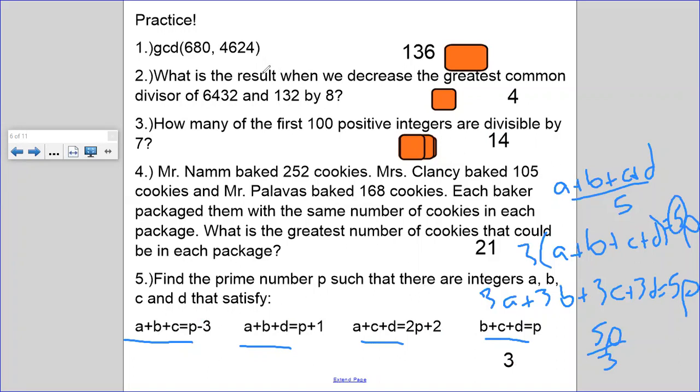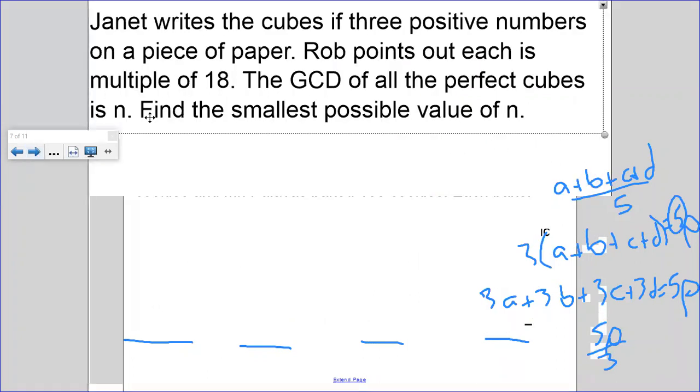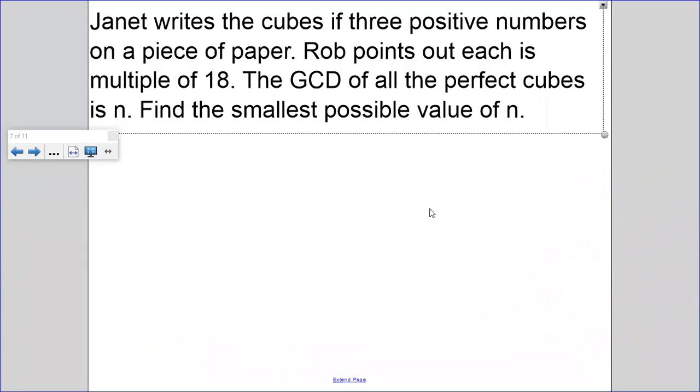All right, let's keep this train moving. This problem is decently different than the other ones. Well, maybe not decently different. I take that back. I lied.